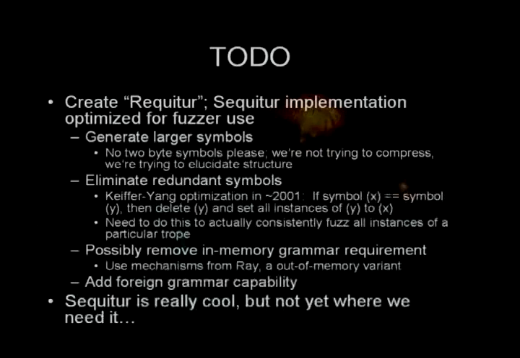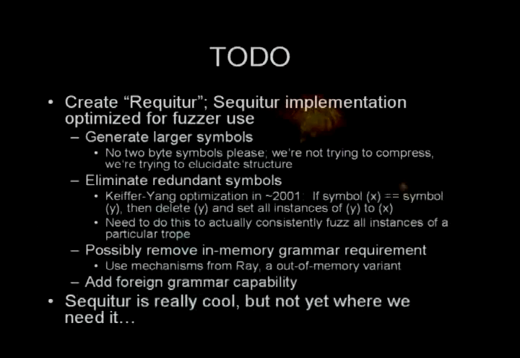Kiefer Yang in 2001 created an optimization, which is basically if you have 2 symbols that are the same actual literal plaintext, merge them to one. You would think this would be obvious, but it affects some of the performance of Sequitur, so it wasn't in the original version. And you need to do this if you're going to fuzz all instances of a particular trope, a particular set of literals.